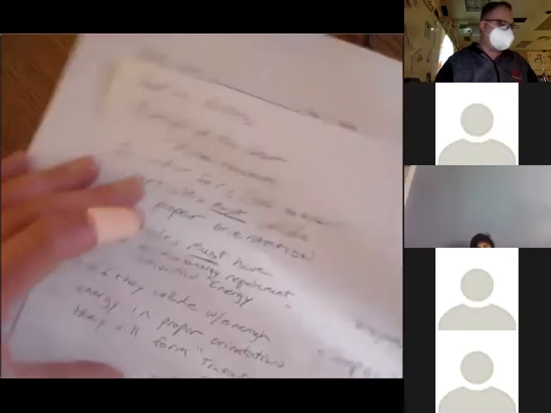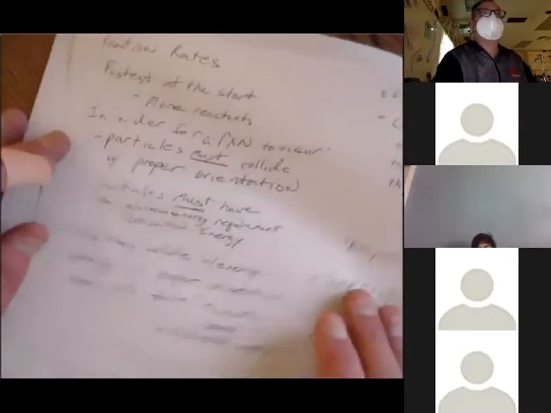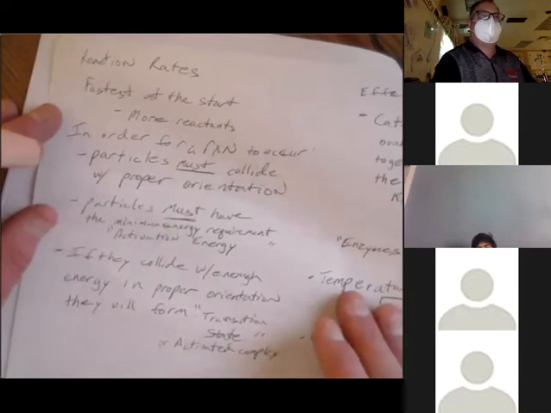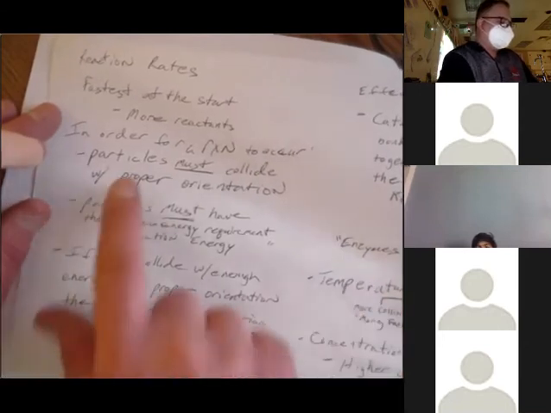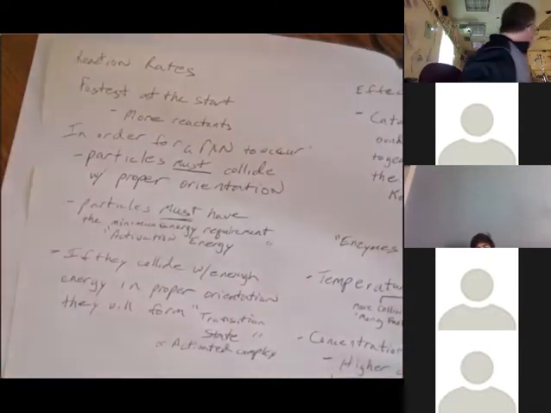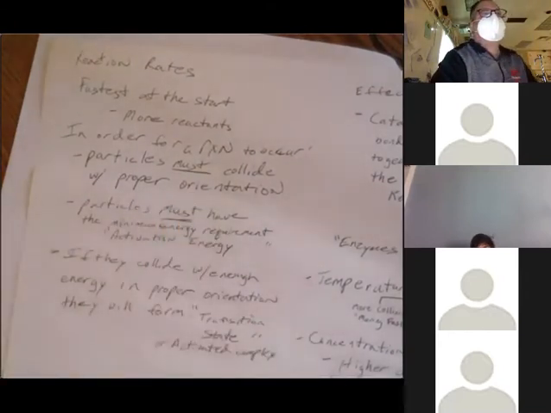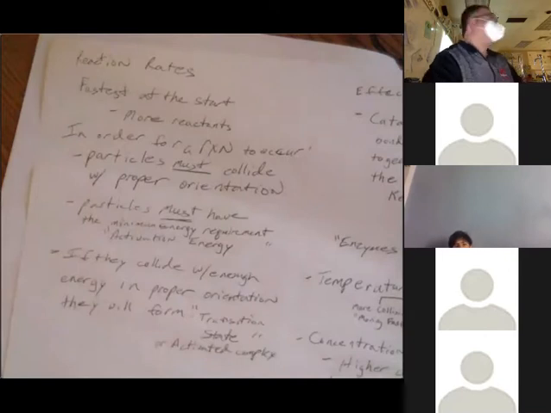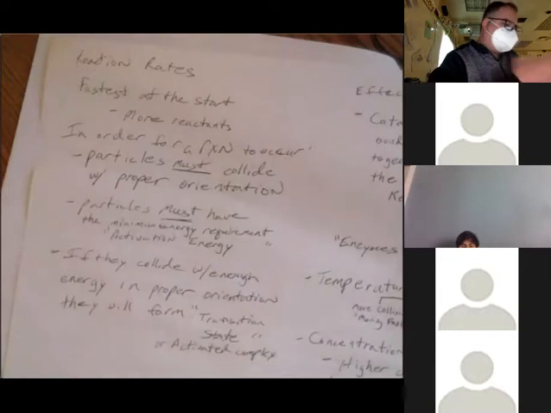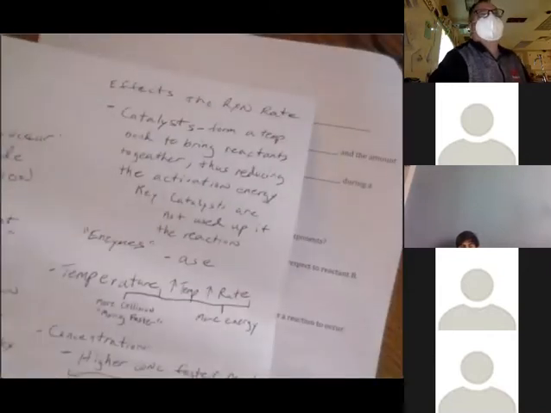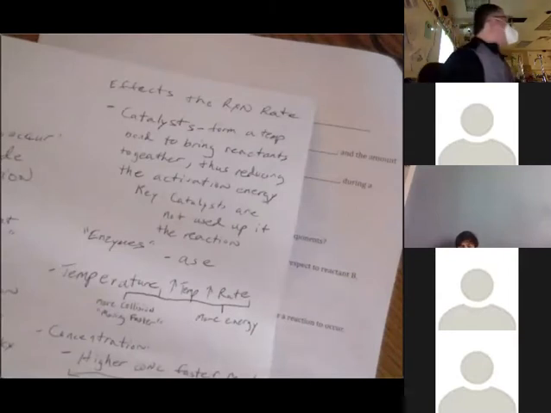On this recording, this is the sheet that we talked about that has the wordy stuff, right? Are all collisions successful? No, they have to collide with enough energy and proper orientation, right? What is that energy called? Activation energy. They create the activated complex or transition state. The catalysts are not used up in the reaction. How does a catalyst line look on an energy diagram?